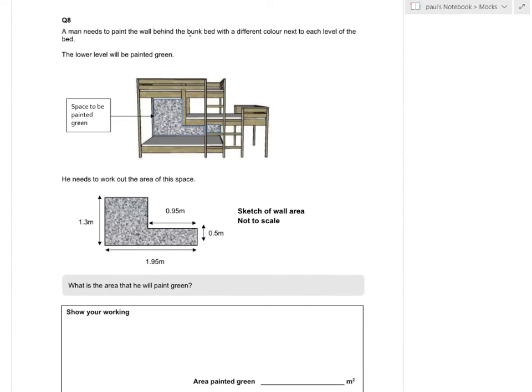The man needs to paint the wall behind the bunk bed. There it is. Who cares what colour it is? Yeah, he needs to work out the area of the space. What area will he paint green?